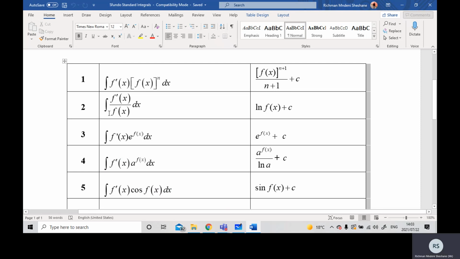Number two. When you're integrating anything in this form, when you're integrating f prime over f of x dx, the integral of this form will be ln of f of x plus c. So if you integrate the derivative of a function over the function, the integral should be in this form. Okay, we're going to look at examples where we apply this standard integral. We call this standard integral a log form.